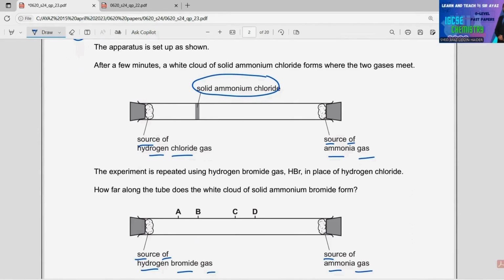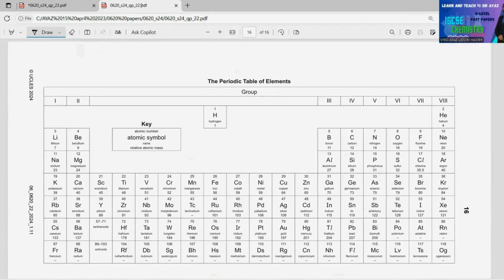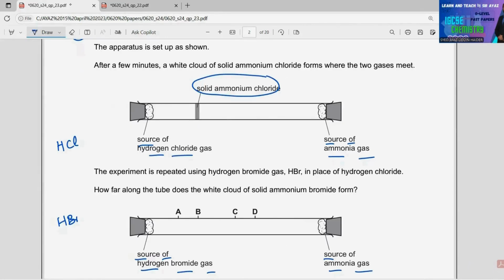Both of these gases will diffuse, and the rate of diffusion depends on the mass or the density of these gases. Hydrogen chloride is HCl and hydrogen bromide is HBr. Let's compare the masses of these two. Chlorine is in group 7. The Ar of chlorine is 35.5. You know the Ar of hydrogen is 1. Bromine is also in group 7. Ar of bromine is 80. Now I'm going to calculate the Mr of both of these. For HCl, you will get 36.5 and for HBr, you're getting 81.